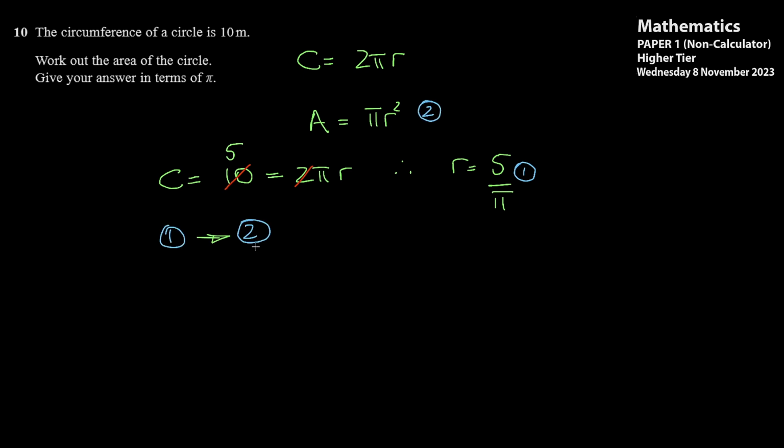And if I substitute 1 into 2, I get that the area, which is what they want, work out the area of the circle, is equal to pi multiplied by this guy squared. So this is multiplied by 25 over pi squared. Well, that pi cancels with one of the pi's in the denominator, and we're left with 25 over pi. And that's your answer.